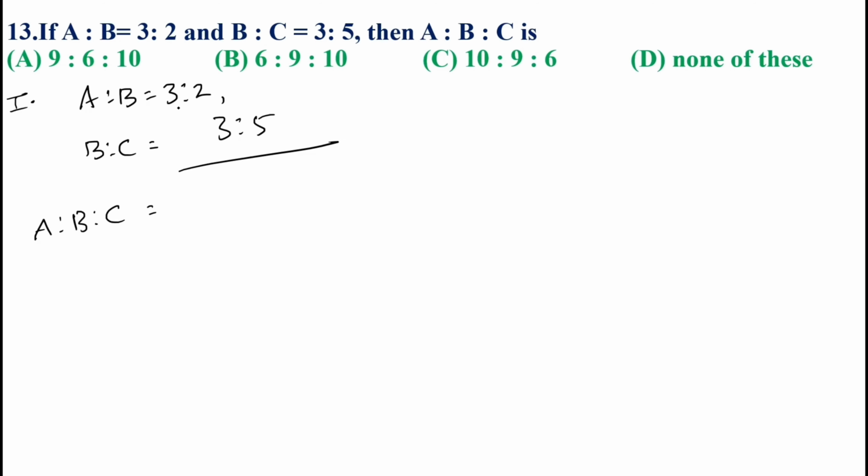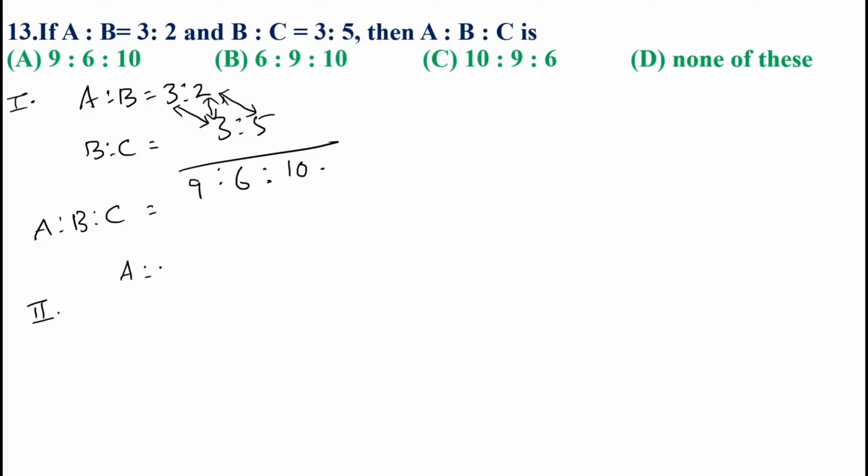So 2, so next 3 into 3. Multiply this one, 9. 2 into 3 is 6. And 2 into 5, this will become 10. This is one method. Second method.